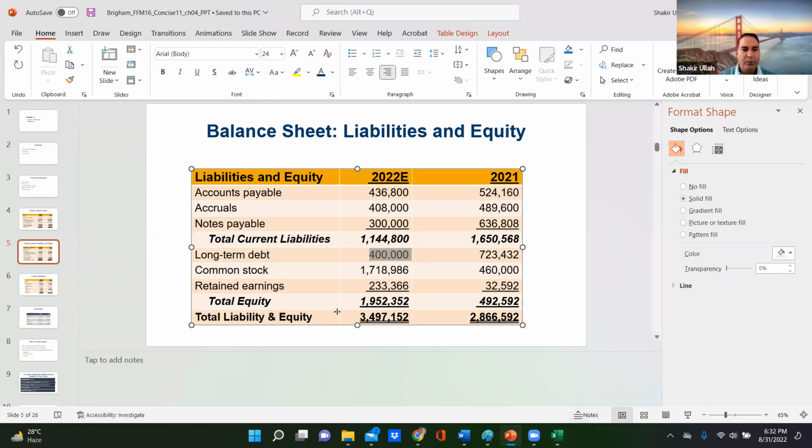Okay, then we come to the owner's equity. And owner's equity in this particular example has 2 elements. One is common stock. Common stock is the amount of money that our company received from its shareholders when we sold the shares to the shareholders the first time. Okay, so we sold whatever number of shares, and we collected about 1.72 million from the shareholders. That is what we call the common stock.